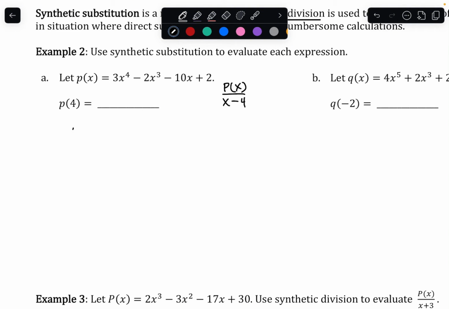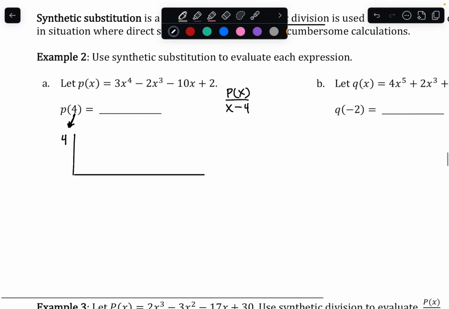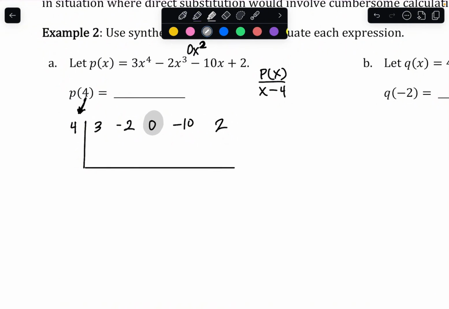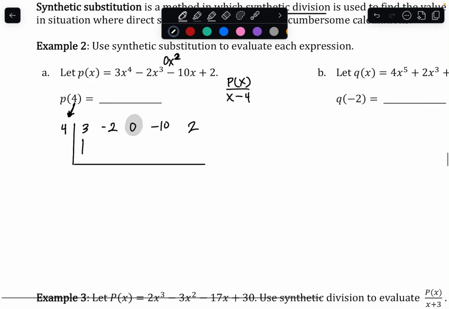Okay, and so using synthetic substitution, we put the root of the divisor, because our divisor would be x minus 4, the root would be 4. So whatever number you see in the parentheses actually just goes into the synthetic substitution. And to do synthetic substitution, we write the coefficients. And notice we're missing our x squared term, and so we're going to have a 0 as a placeholder. And so 3, negative 2, 0, negative 10, 2. That placeholder is so important. If you don't have it, you're going to be able to do all of this and not even know you're doing anything wrong.